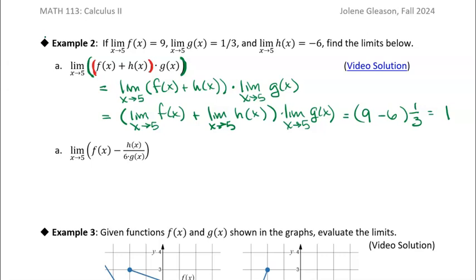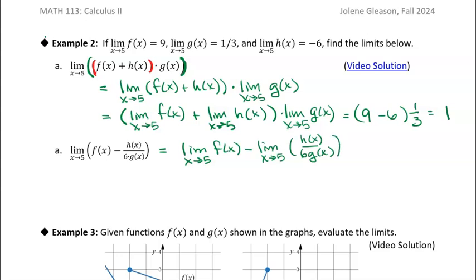I know it's a little slow and pokey, but bear with me here. We got one more. Now, again, we're just going to apply those limit laws one step at a time. So first thing, I have a difference. So I'm going to take care of that difference. So I'm going to say the limit as x approaches 5 of f of x minus the limit as x approaches 5 of this whole thing, h of x over 6 times g of x.